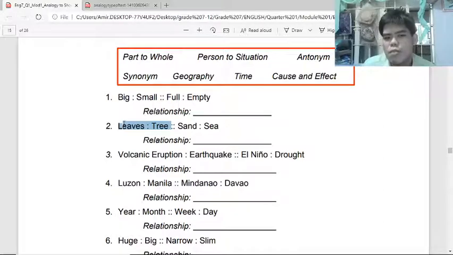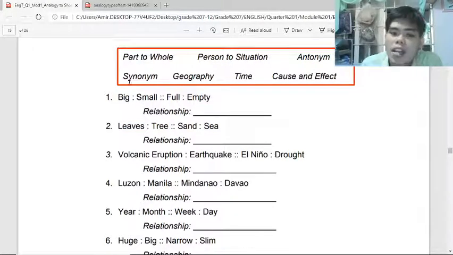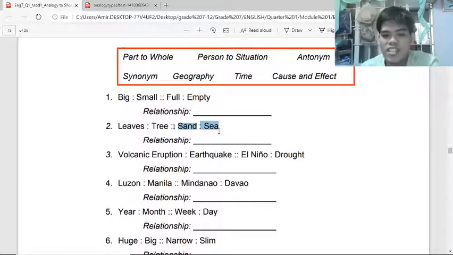Based on that explanation, it is part. So this is part to whole. The leaves are only part of the whole tree. And if you're going to say, sir, there's no sand in the sea. No, there is sand. It's just under the sea. But still, it is part of the sea. Next.